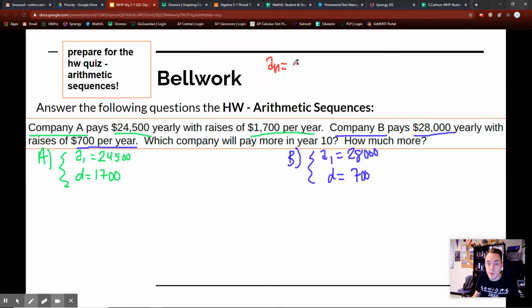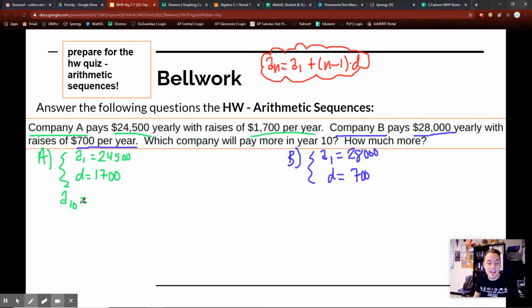So now, before we get started, let's go here. This is my explicit formula that we discovered and worked through yesterday. A sub n equals a sub 1 plus parentheses n minus 1 times my common difference. This is my formula, so I'm going to follow that formula. Let's get to it. So I'm going to go to a sub 10.